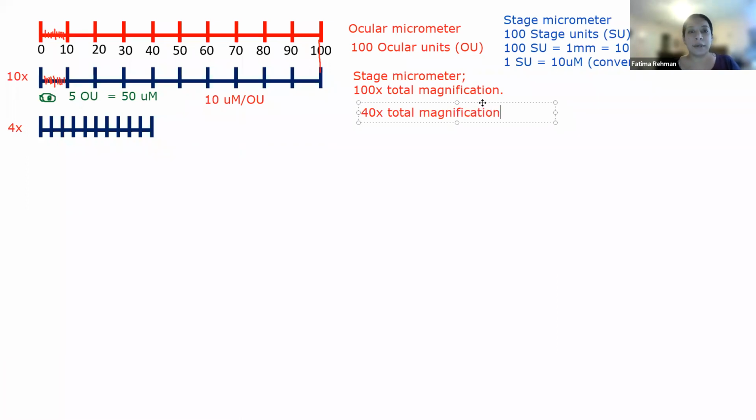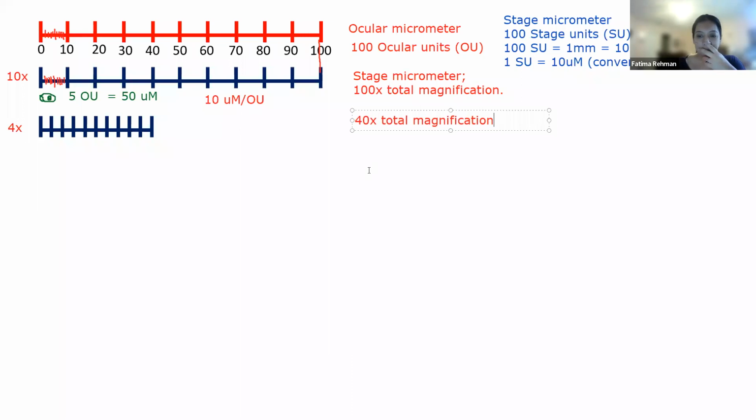Not 100 ocular units, and not a 40 stage. You got the two numbers right, but you didn't get them in the right place. So again, remember, this is the stage micrometer. This is the ocular micrometer.